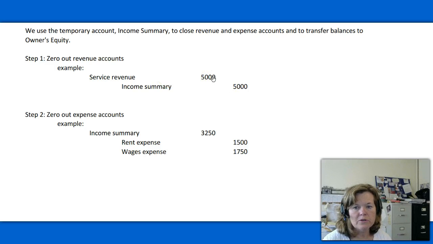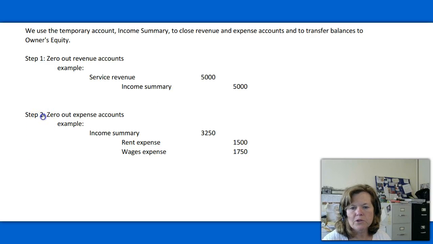So what we're trying to do is bring that service revenue balance to zero, and then again we're resetting that account to use it again in a future period. So our debit is to service revenue. We're zeroing that account out, and the credit for this entry is income summary. Again, we're zeroing out service revenue to the temporary account income summary.